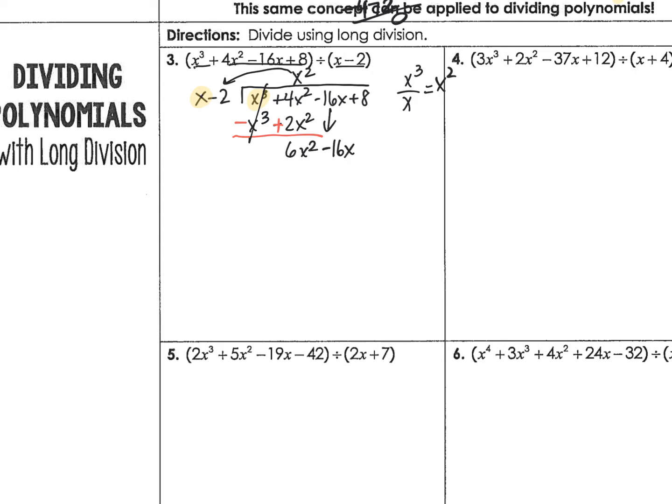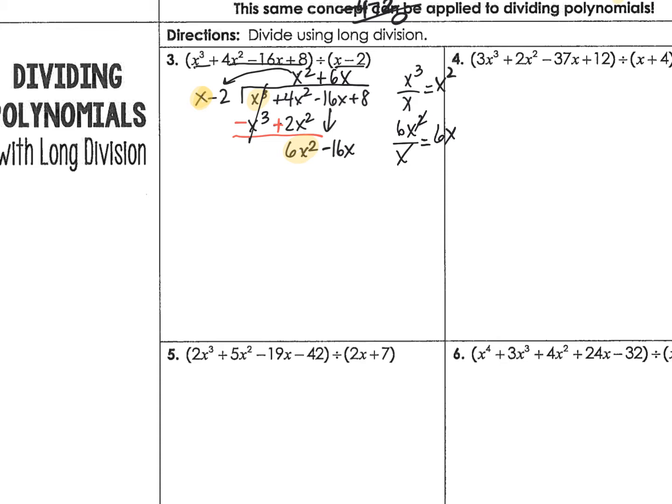Now we're going to start this all over again. We're going to now take this term and this term. So now, how many times does x go into 6x squared? Well, it goes in, if you simplify, 6x times. So that goes here. It's positive, so this is plus 6x.